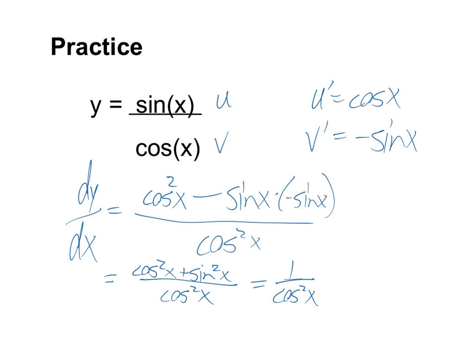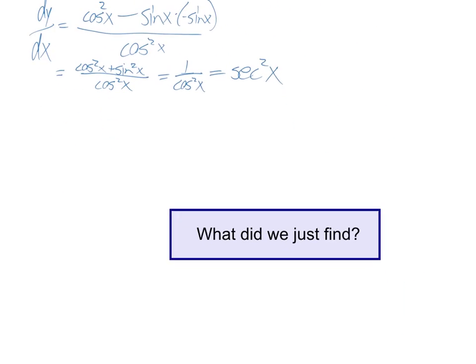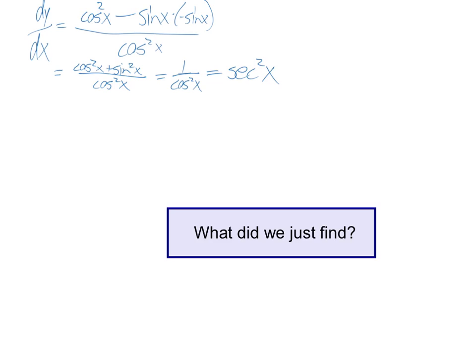So, all right, next. We can take it even further and simplify that or change it to secant squared x. That's right. 1 over cosine is secant, so 1 over cosine squared is secant squared. So the derivative of sine over cosine is secant squared. And tangent too, it's the same thing. If we did the derivative of tangent, what did we just find? We found the derivative of tangent, because sine over cosine is tangent.